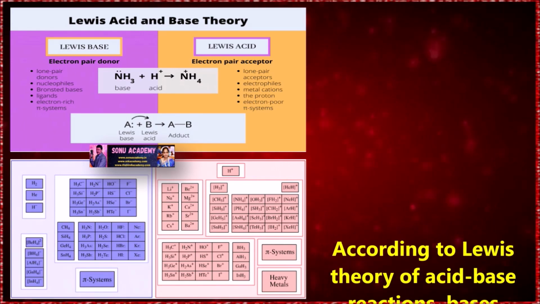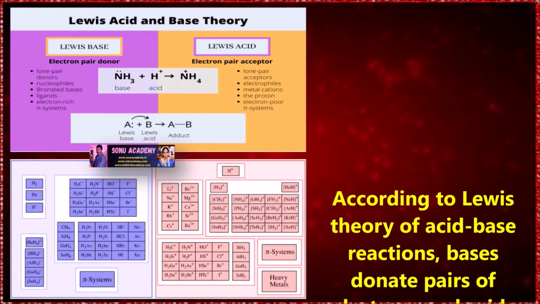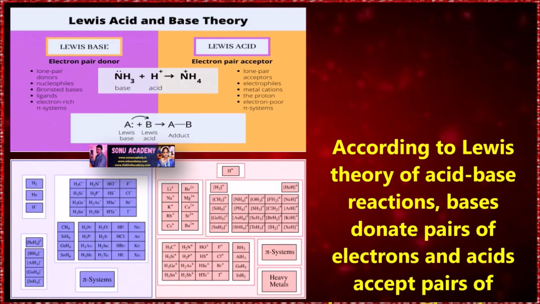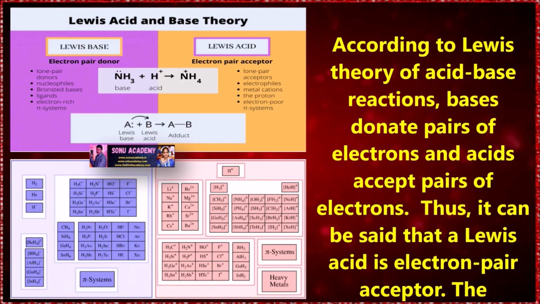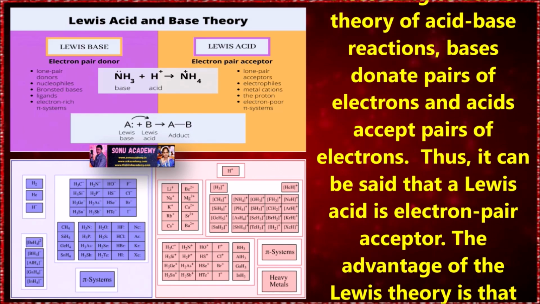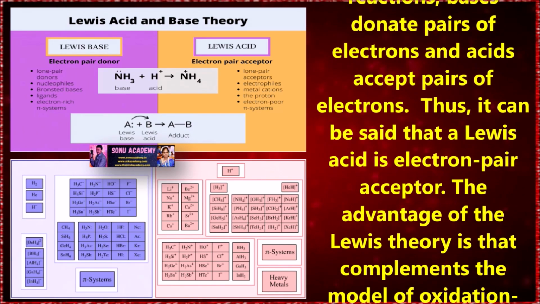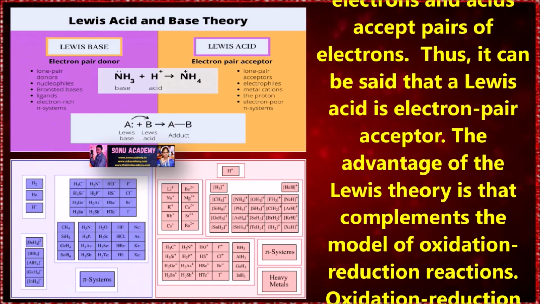Children, now let us discuss the Lewis concept. According to Lewis theory of acid-base reactions, bases donate pairs of electrons and acids accept pairs of electrons. Thus, it can be said that a Lewis acid is an electron pair acceptor.